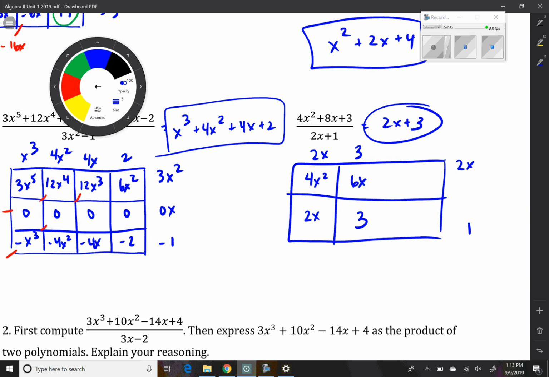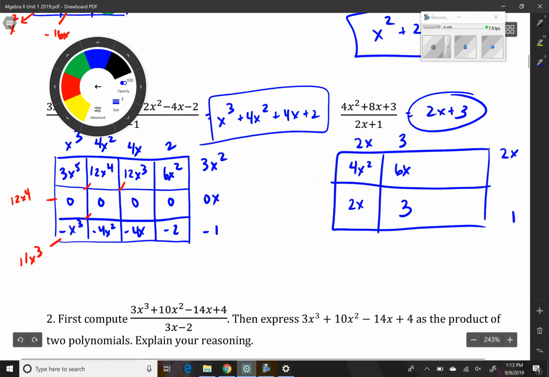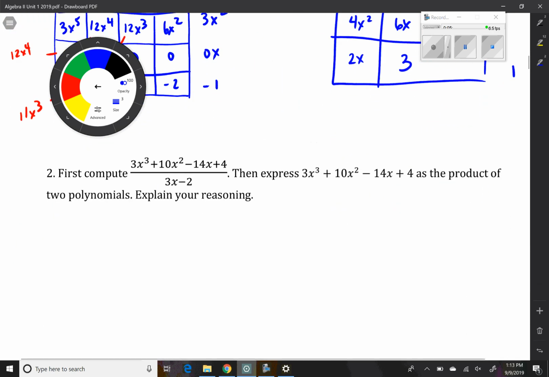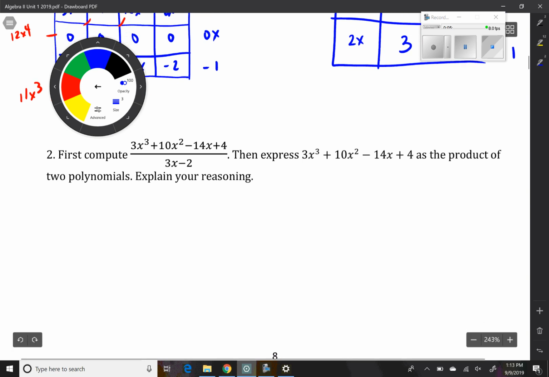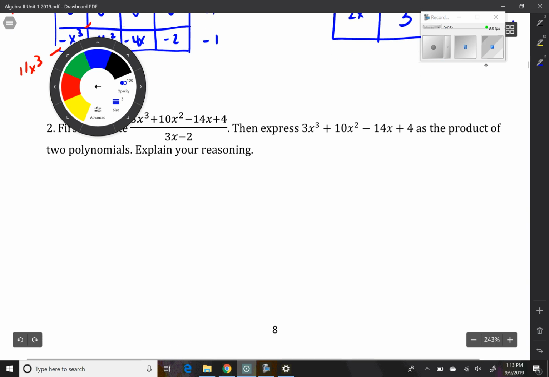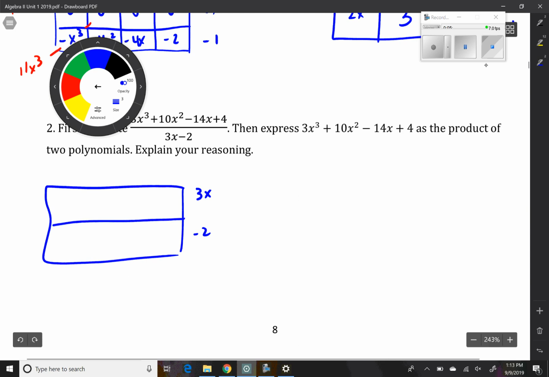All right, so hopefully we kind of reviewed that skill for you here. So let's see what this last question says. It wants us to compute the quotient, just like we did above, and express that cubic polynomial as a product of two polynomials. So this goes back to what we were spending a little bit of time talking about in class today. Understanding that when I do this division, I'm getting a factor of that polynomial. I'm not just getting a random thing here.